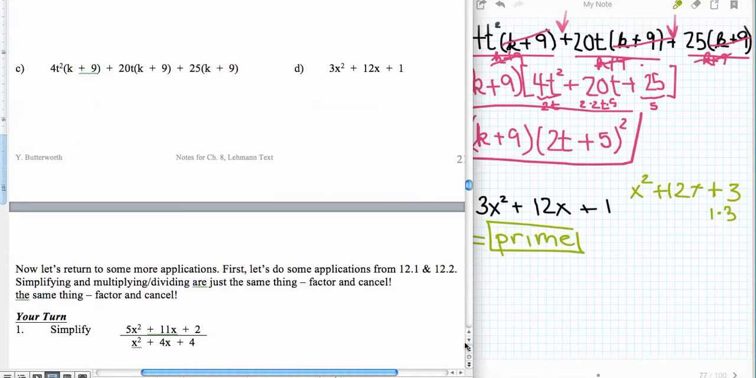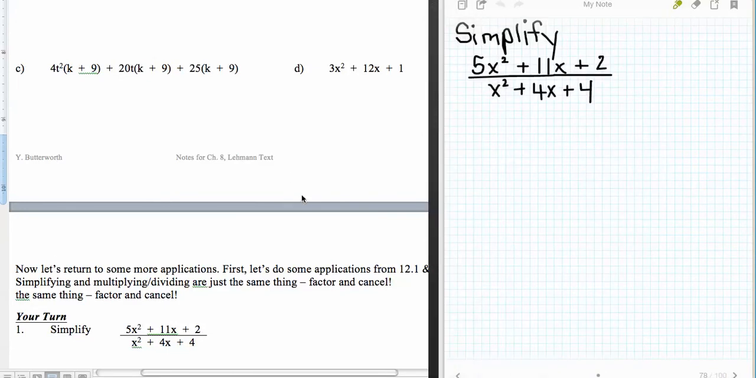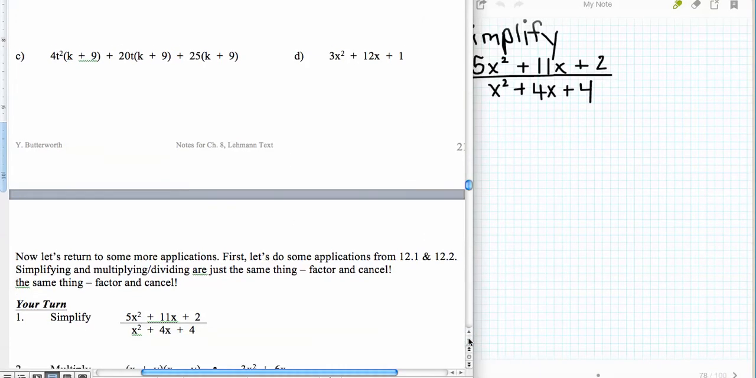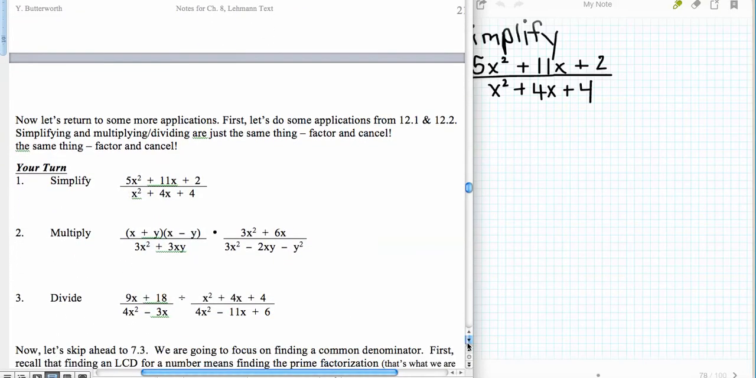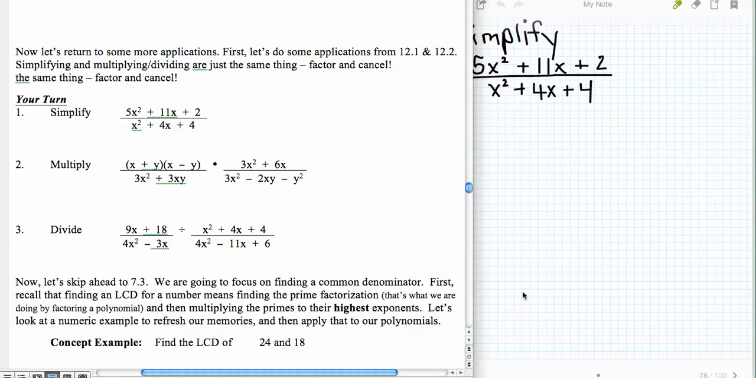And so now we're done with those Your Turns, and we're ready to go on and do some simplification with 12.1 and 12.2 material again. So now I'll go ahead and do some videos on hitting those, and I'll do that in another separate video.